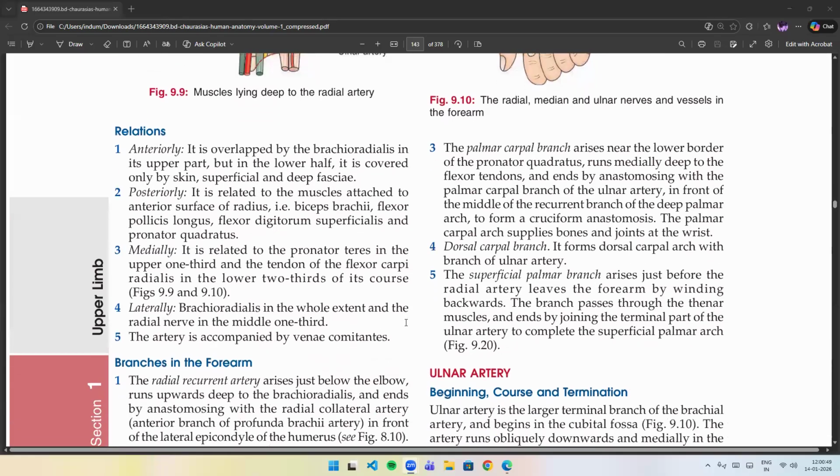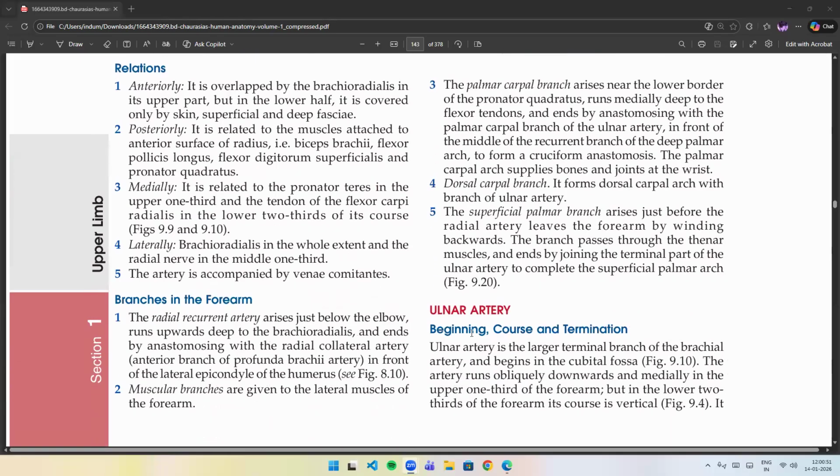Relations. Number 1. Anteriorly. It is overlapped by the brachioradialis in its upper part, but in the lower half it is covered only by skin, superficial and deep fasciae. Number 2. Posteriorly. It is related to the muscles attached to anterior surface of radius, that is, biceps brachii, flexor pollicis longus, flexor digitorum superficialis, and pronator quadratus.